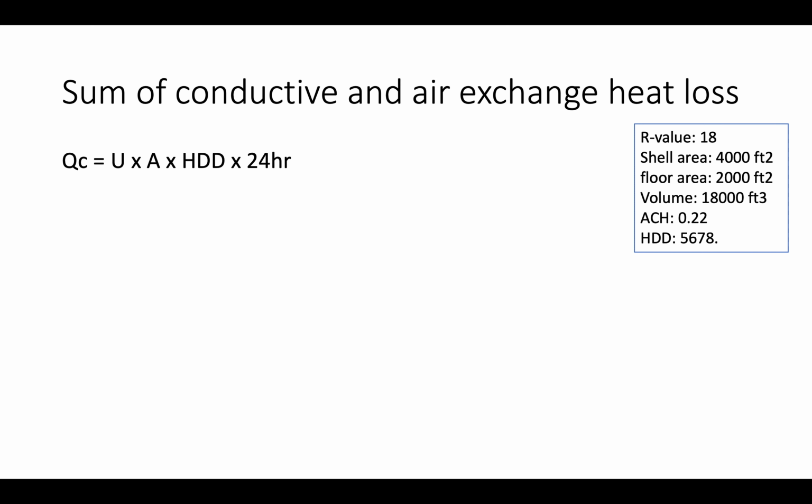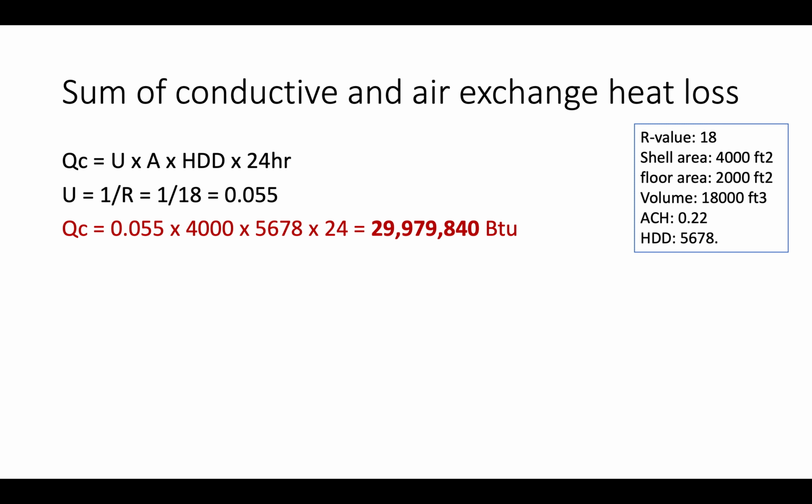So first, let's look at the conductive heat losses. That's the UA times heating degree days times 24 hours. Remember that U is 1 over R, so we can calculate 1 over 18 is 0.055. So that's our U factor. And we can plug that into the other givens. We already have the area is 4,000 square feet. We already have the number of heating degree days and 24 hours. So 29 and almost 30 million BTUs is our annual conductive heat loss.